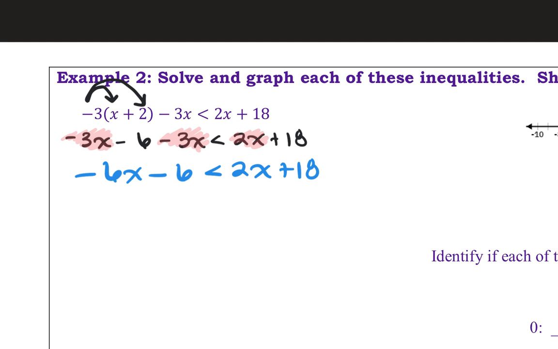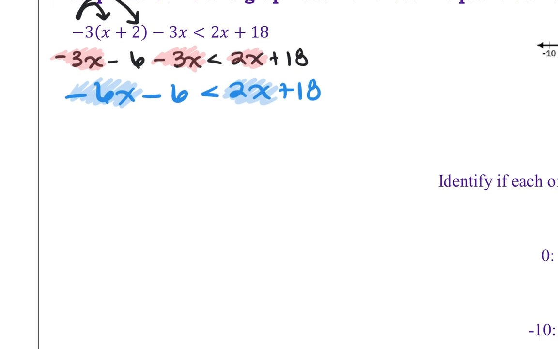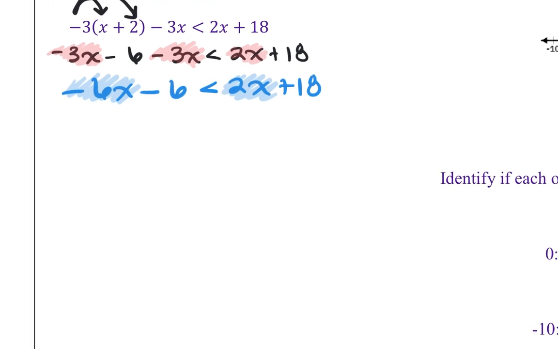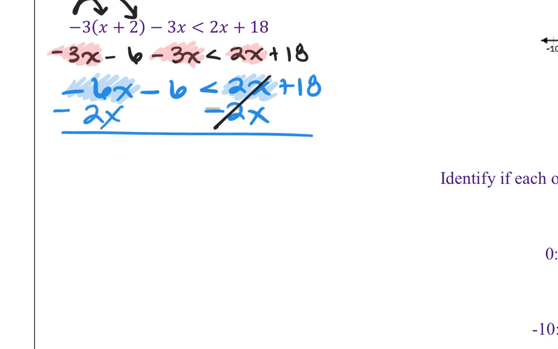All right, still highlighting our x's. Do y'all want to move over the 2 or the negative 6? Yes, I would try to move the variable. We didn't do it on the last one, but try to move it to the left side. That way you don't have to rewrite it at the end. So I'm going to subtract the 2x on both sides. And they're going to cancel out here. And then on the left side, it's going to give me negative 8x minus 6 is less than 18, because the only thing left was a positive 18.